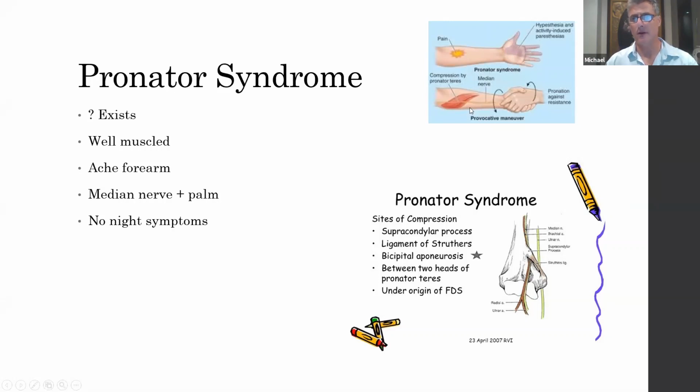And this is the provocative maneuver. They must pronate against resistance, so you must resist their pronation. Hopefully that puts pressure on the median nerve, and then they get symptoms and pins and needles of the hand.